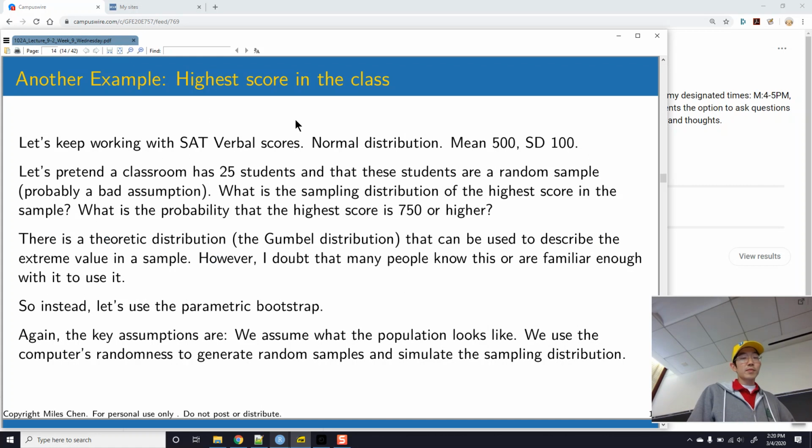Okay, we can try some other thing, right? So let's say we're continuing to work with SAT verbal scores, normal distribution, mean 500, standard deviation 100, with all of those other things. All right, let's pretend we have a classroom with 25 students and that these students are a random sample, right? That's a bad assumption, because classrooms are never random samples. They always put the smart kids together and the bad kids together and stuff like that, right? That's just for efficiency.